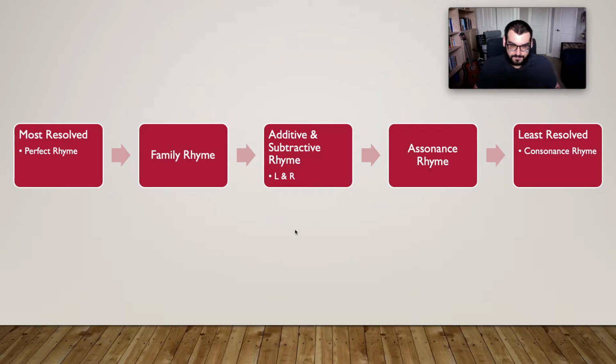Let's begin. So just a review from last week. Okay, we have our different types of rhymes. Our most resolved type of rhyme, that perfect rhyme where everything perfectly rhymes. Okay, cat, hat, dog, fog, rhymes perfect. And then as we move from left to right, we go from most resolved to least resolved. So we have family rhyme, additive and subtractive rhymes, assonance rhymes, and the least resolved type of rhyme, the most unstable type of rhyme, is the consonance rhyme.